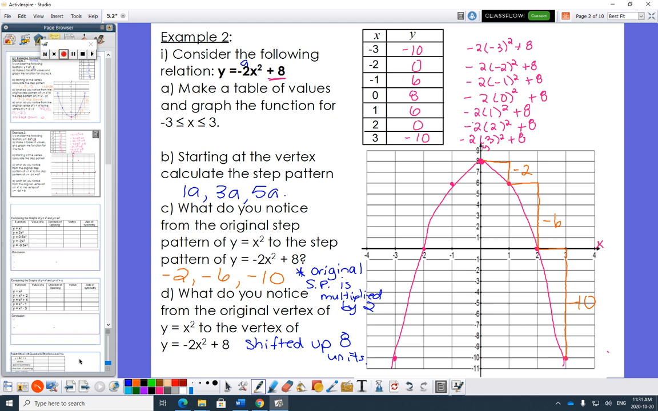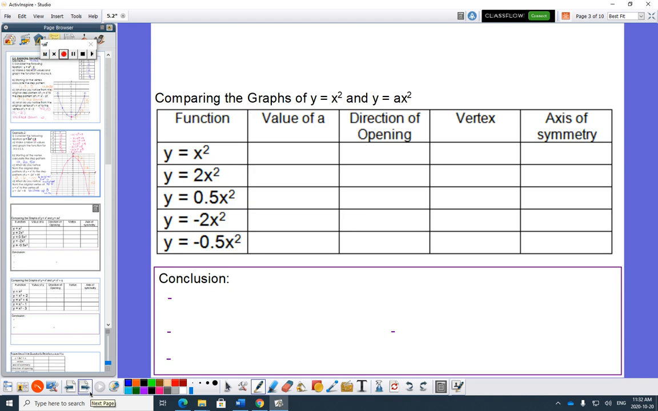Okay, so this is one type of question you could have to do. Draw the parabola. You have to write about what's happening with the step pattern and the vertex. You could also be given a chart like this and asked to fill it in. What is the value of A? What is the direction of opening? What is the vertex? And what is the axis of symmetry? So again, this is the x value of the vertex.